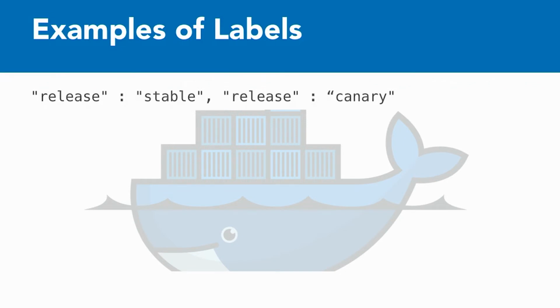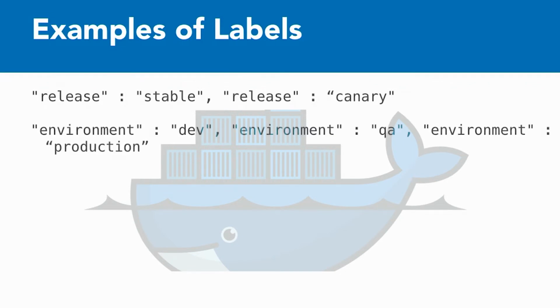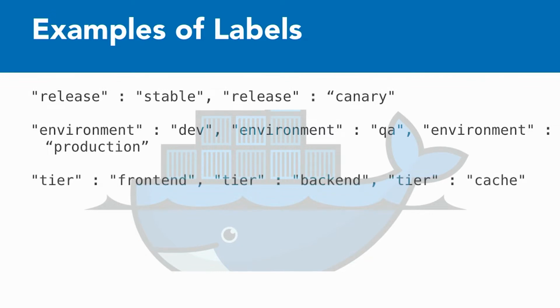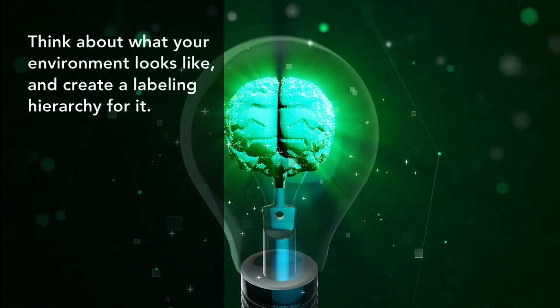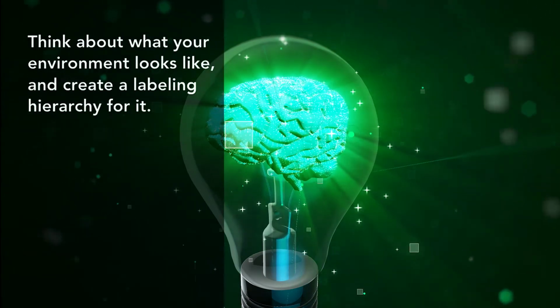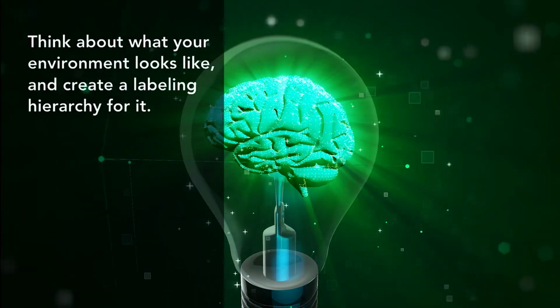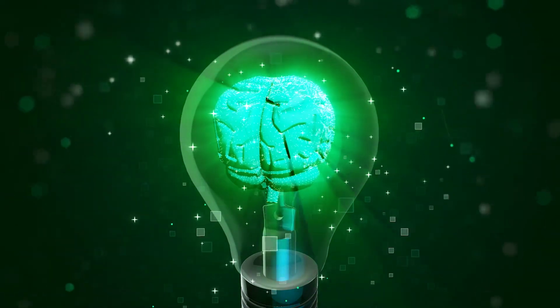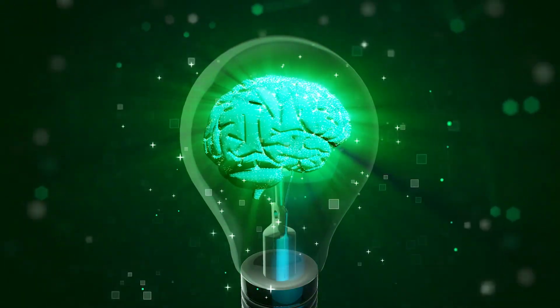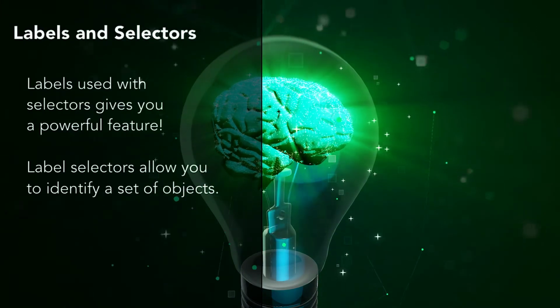We might have a release label that has stable or canary deploys. We could have environment labels that specify the environment, such as dev, QA, production, etc. Or perhaps tier labels to signify that something is a front-end or a back-end tier. As you can tell, labels are very specific to your use case, and they are built for users. So think about what your environment looks like and how you want to organize your applications, and then get your label maker out.